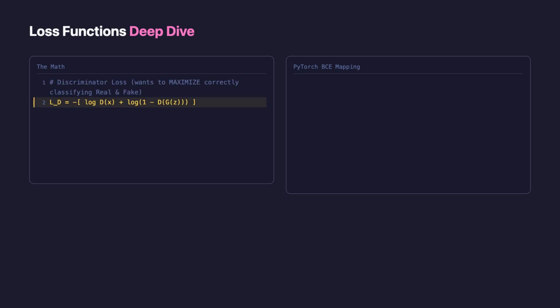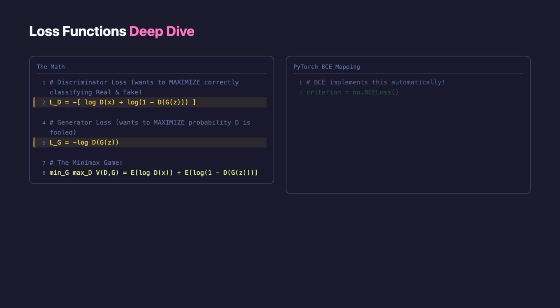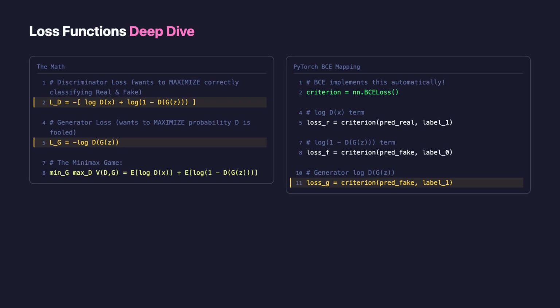Let's understand exactly what the loss is measuring. Binary cross entropy for the discriminator has two terms. For real images, negative log of D of x, this is maximized when D correctly outputs 1 for real data. For fake images, negative log of 1 minus D of G of z, maximized when D correctly outputs 0 for fakes. The generator's loss is negative log of D of G of z. It wants D of G of z to be close to 1. When the loss is low, the generator has fooled the discriminator.